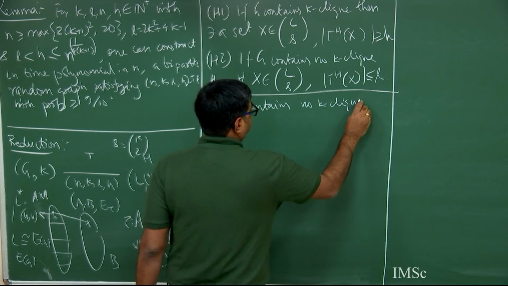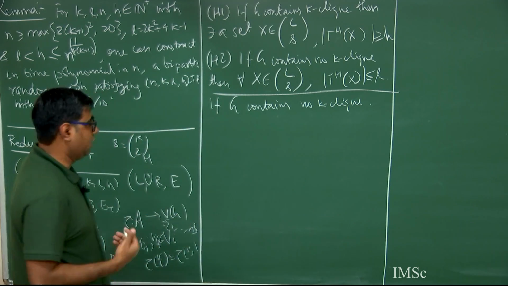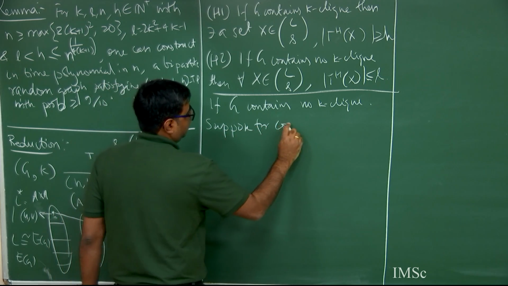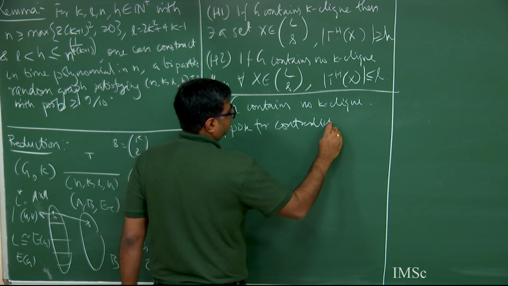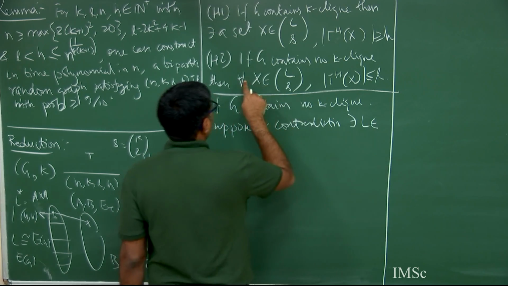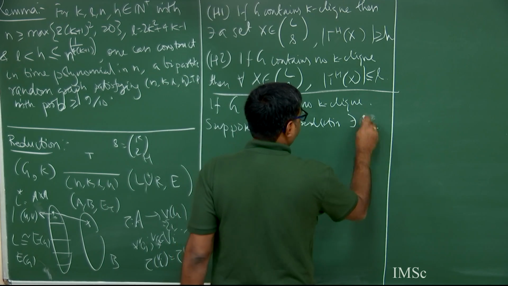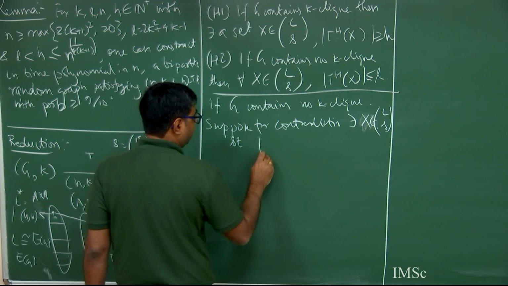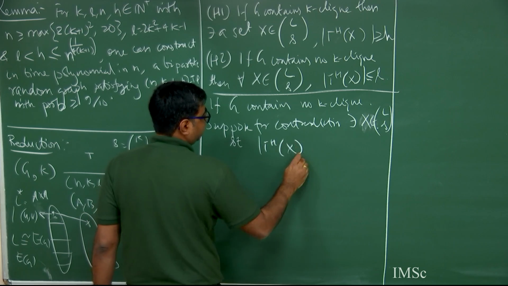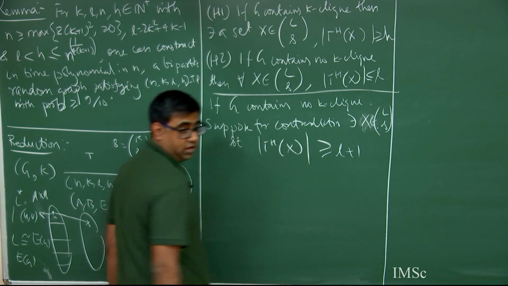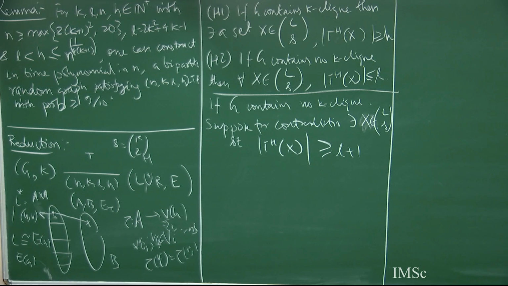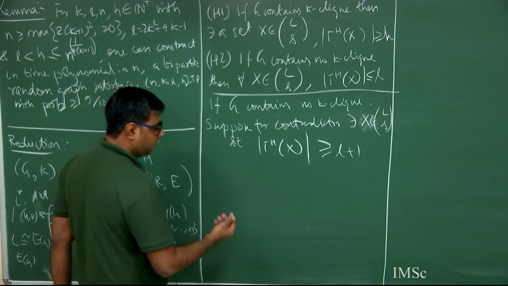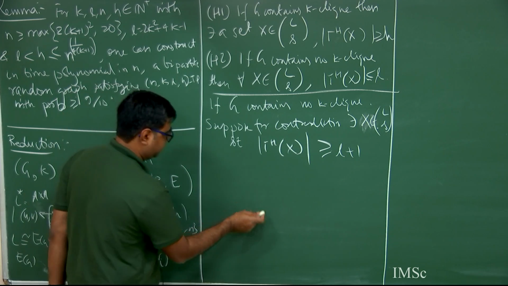Suppose for contradiction there exists some X in L choose S such that the common neighborhood of X is at least L plus 1. I am going to show this: if this happens, then I will get you a k-clique in G. So the proof idea is very basic and very simple.